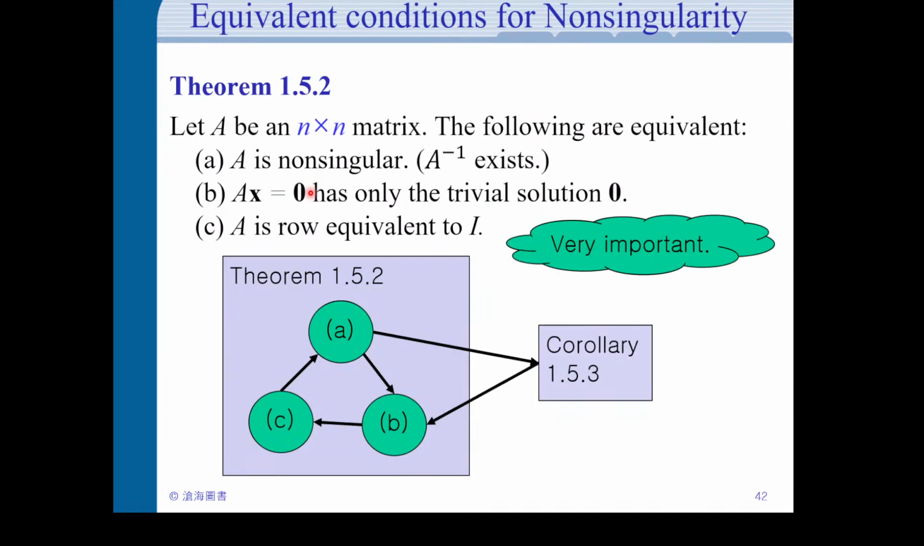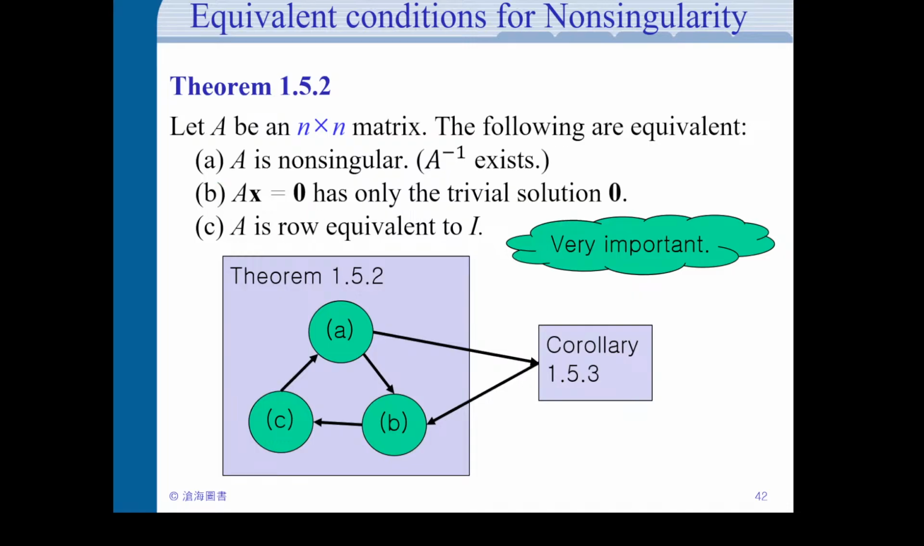And now we go to the first bit of linear algebra theory. This is a theorem about when matrices are non-singular. We prove that there are 3 equivalent conditions. First is that the matrix is non-singular, which means that A inverse exists. And the second condition says that if A is non-singular, then Ax equals 0 only has the trivial solution 0. Remember that this is a homogeneous system.